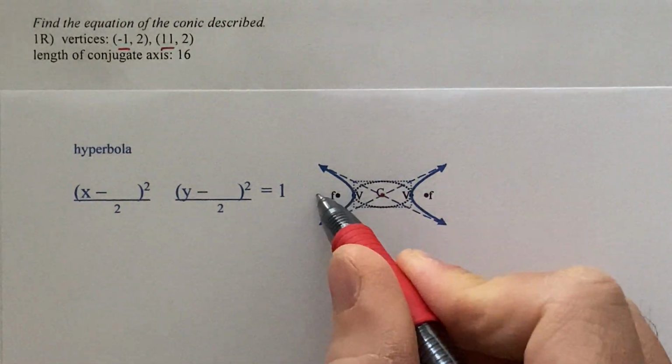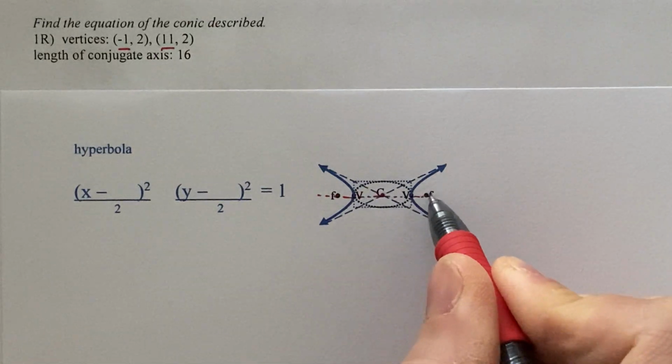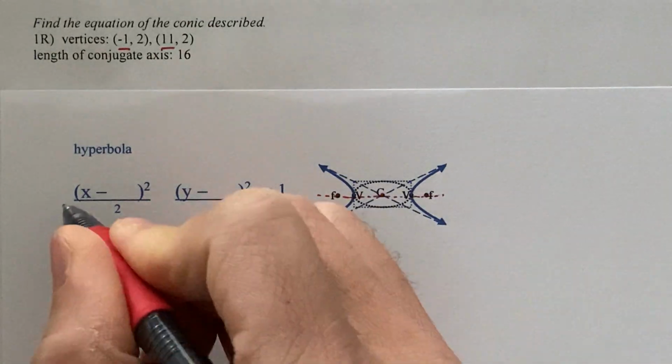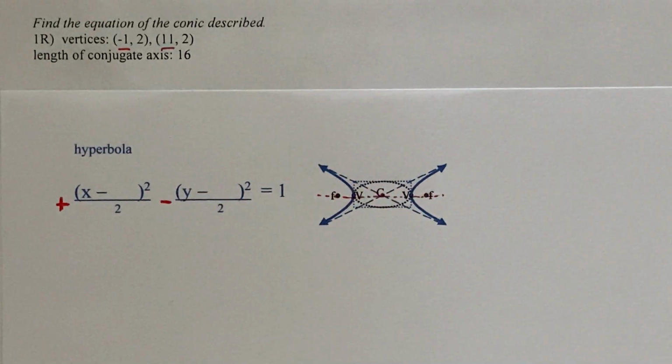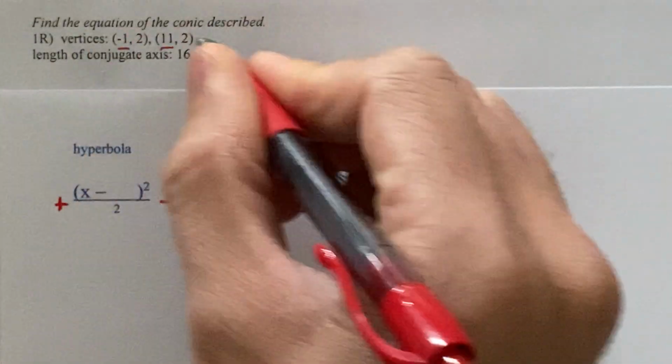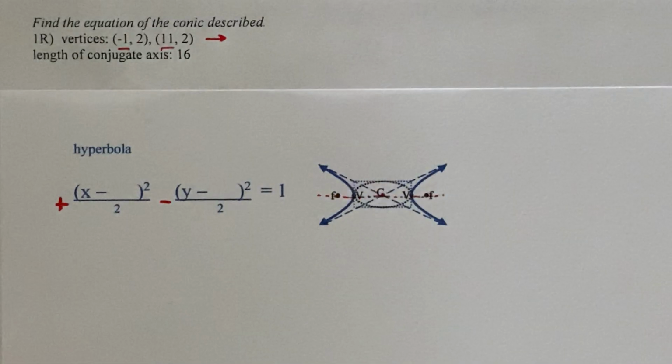Because it is opening left, right, that is saying that this is sort of like my main axis. So this has to be positive, and this has to be the negative fraction, okay? Then the next thing I need to be able to do is find the center, A and B, and I'm done. So again, anytime I give you a pair of vertices, you can figure out three pieces of information.